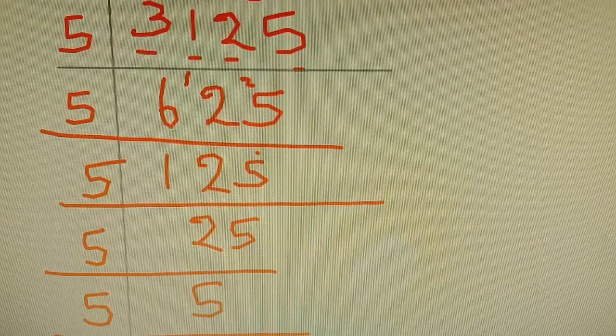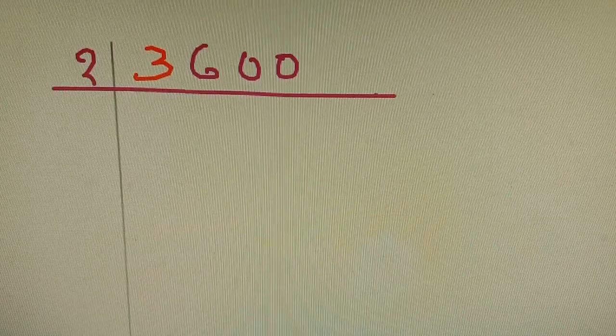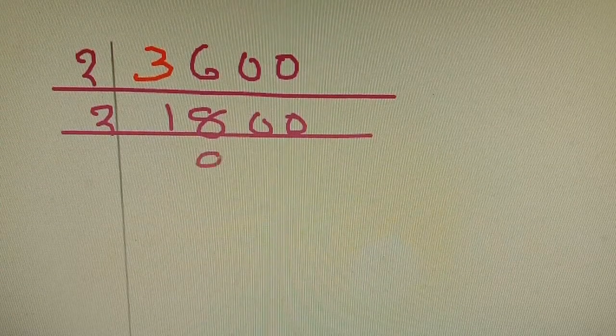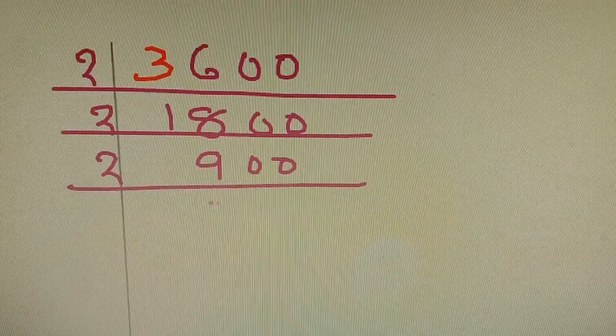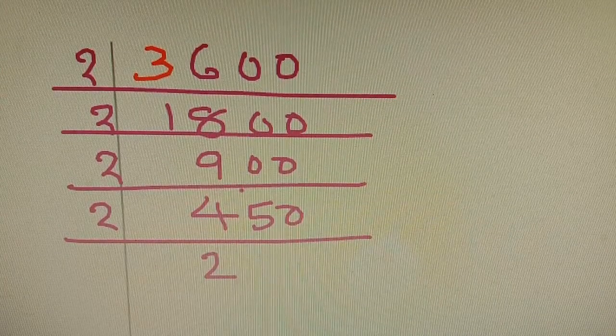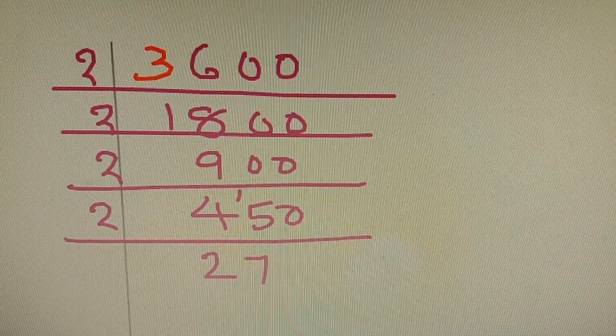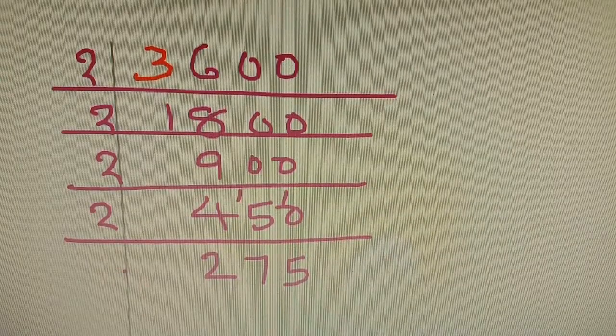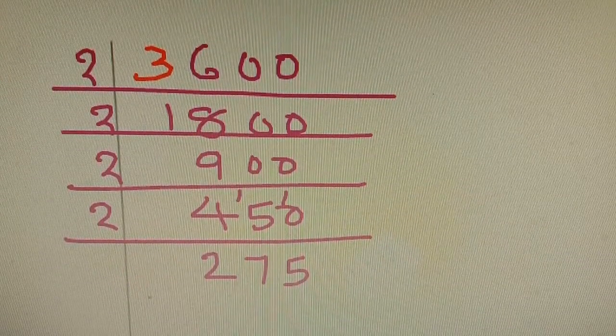Okay, there is one more number, that is 3600. First we divide by 2, that is 36, half of 36 is 18, and 2 more zeros. Then once more with the 2, that is 900. Then with the 2, half of 90 is 45, 450. Then with the 2, 2 times 2, then 15, 7 times 2 is 14, then carry 1, so 5, 225.